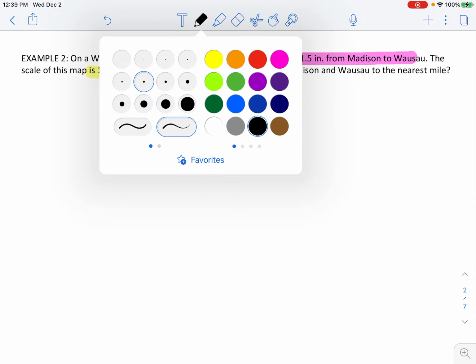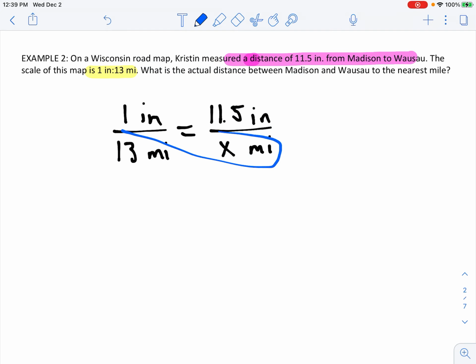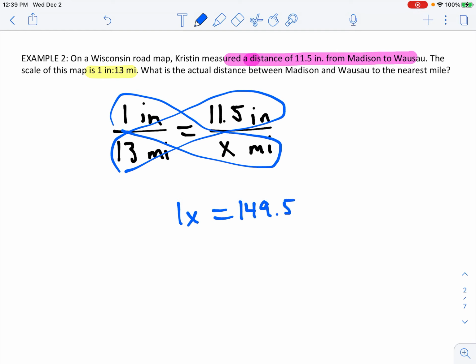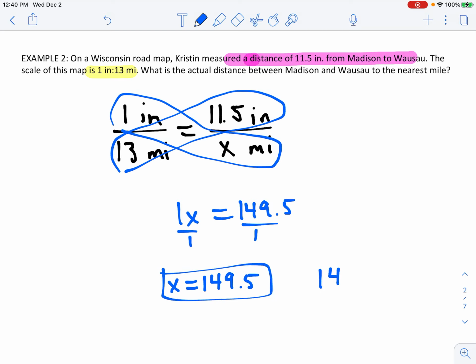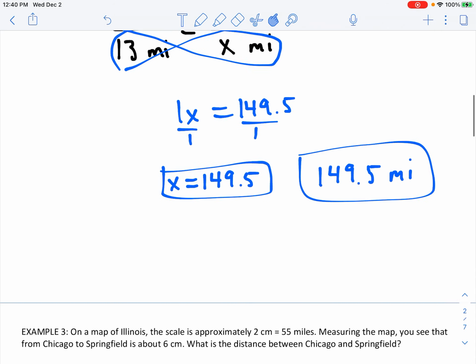All right, let's go ahead and cross multiply. 1 times x is 1x equals 13 times 11.5, which gives us 149.5. If I divide by 1, my answer for this question is 149.5. Now, notice the x was next to the miles, so technically it's 149.5 miles. All right, let's do a couple more of those.